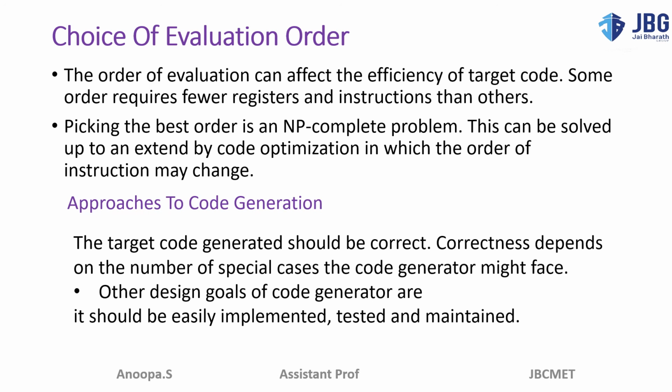Next, approaches to code generation. The target code generated should be correct. That is the main intention of the code generation phase. The target code that we generate from the intermediate representation should be correct, and correctness depends on a number of special cases the code generator might face. Other design goals of a code generator are: it should be easily implemented, easily tested, and easy to maintain.